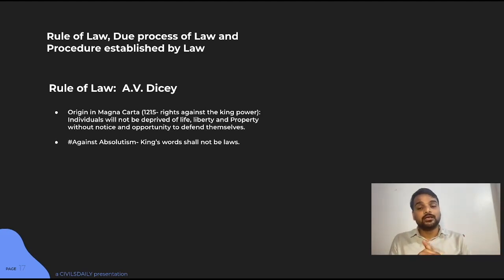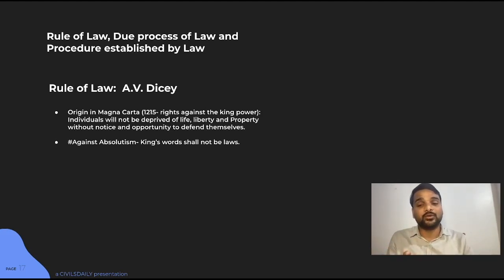But there was a political scientist, A.V. Dicey in the UK. He came up with the definition of the rule of law, but he was also inspired by the Magna Carta in the 13th century, where the king used to have all the powers. But people gathered and said, no, nobody can be deprived of life, liberty, and property without notice and opportunity to defend themselves. So the king's word will not be the last word. People have to be given notice and an opportunity to defend themselves. In a way it went against absolutism, and it basically introduced constitutionalism and the rule of law.